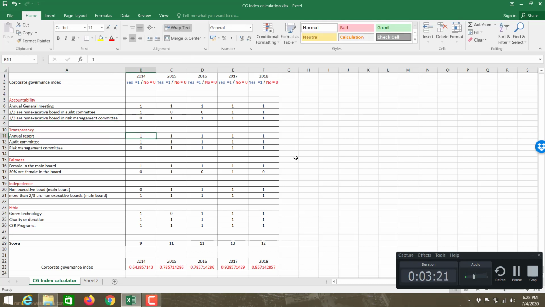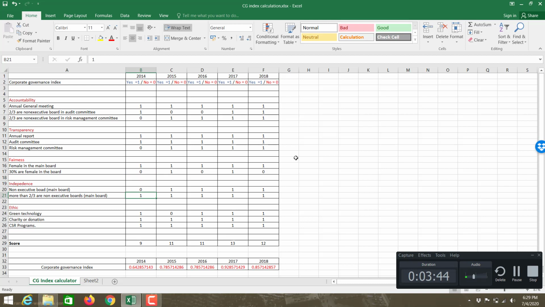Transparency, usually most companies will have annual report, so you usually will have 1 for this. Audit committee, if you do have, you put 1. If not, 0. Like my case, risk management committee, they don't have it, I put 0. And then fairness, female in the board, yes they do, I put 1. 30%, no, they don't have 30% female in the main board, that's why I put 0.